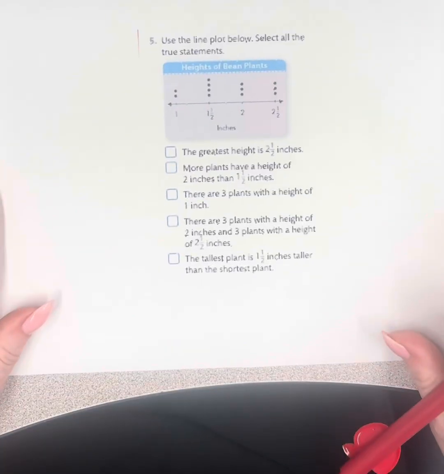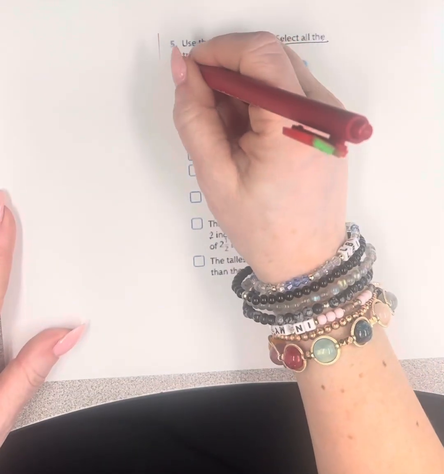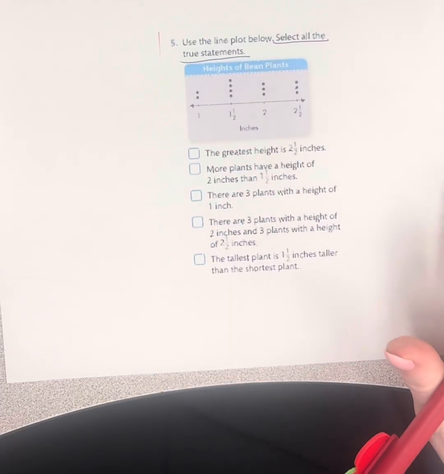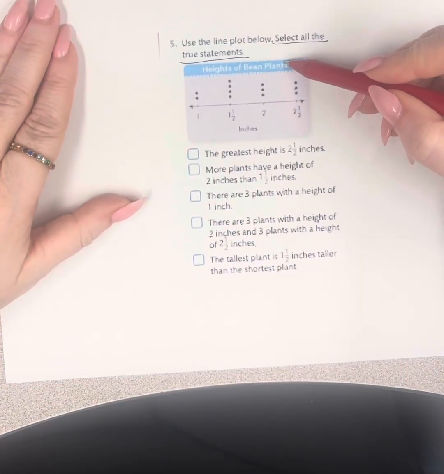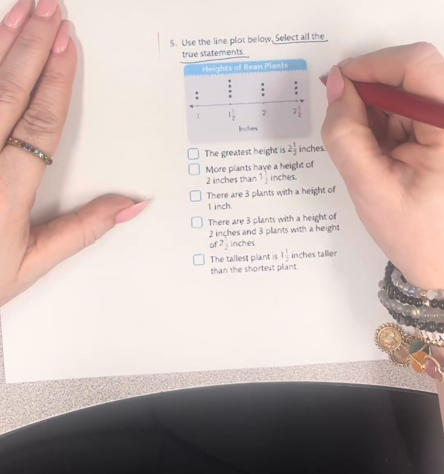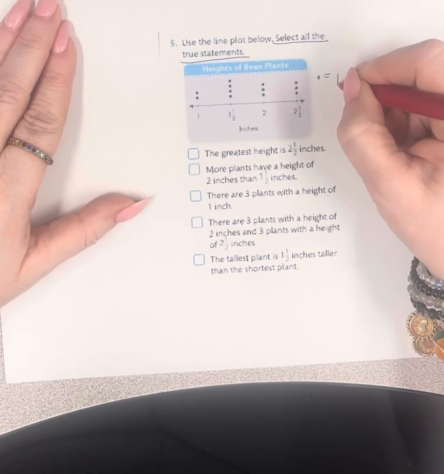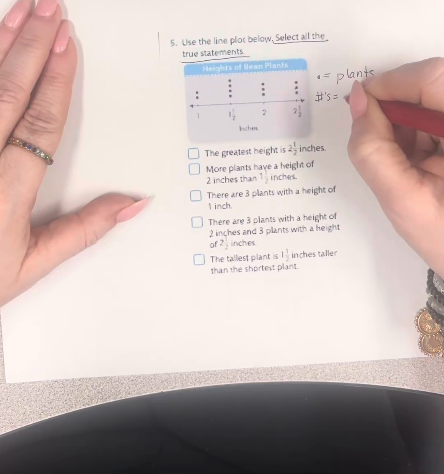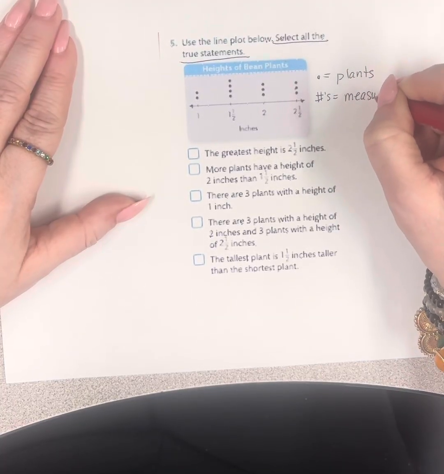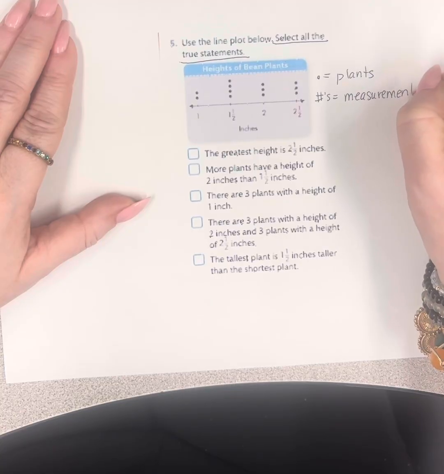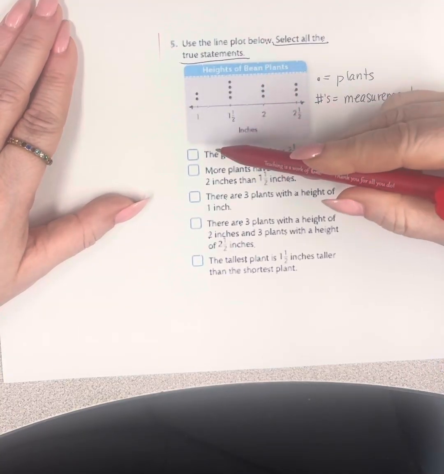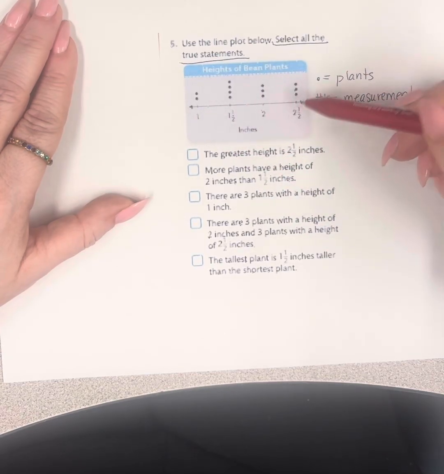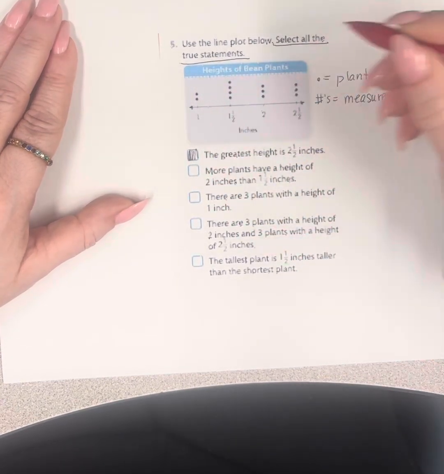Okay, let's go to 5. Use the line plot below. Select all the true statements. Oh my goodness, that means we can't use elimination strategies here. We're going to be choosing more than one. So this is the heights of bean plants. So my dots are my plants, and my numbers are my measurements. Okay, the greatest height is 2.5 inches. Well, I'm looking at my heights and I have 1, 1.5, 2. I agree, that is true.